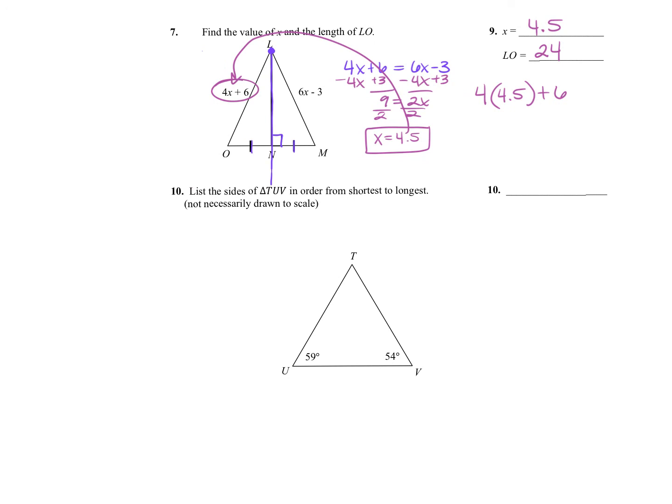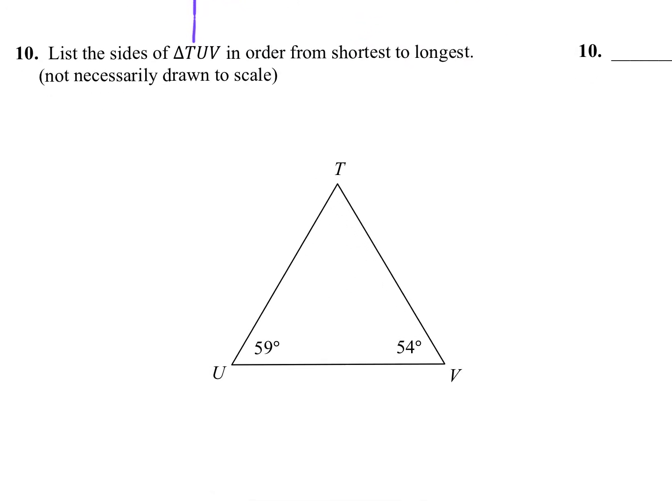Okay. This one says list the sides in order from shortest to longest. What do you do? Find angle T. Yes, find angle T. So you're going to subtract from 180, right? Anyone know what that is? That would be like 65? 65. Okay, so you have your 3 angles. You must find your third angle, okay? Once you have your 3 angles, what do you do?